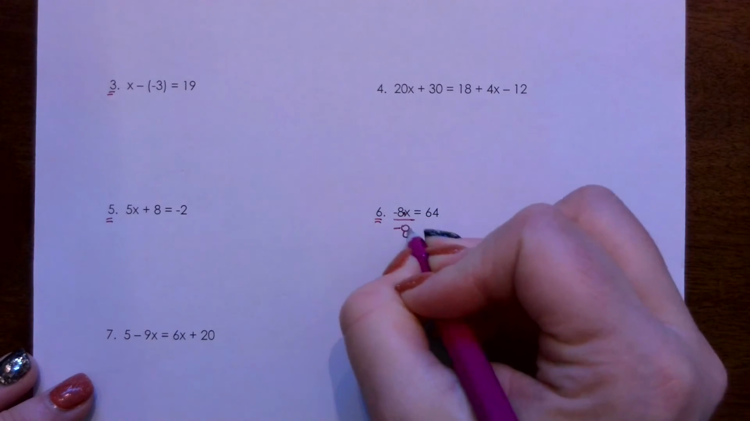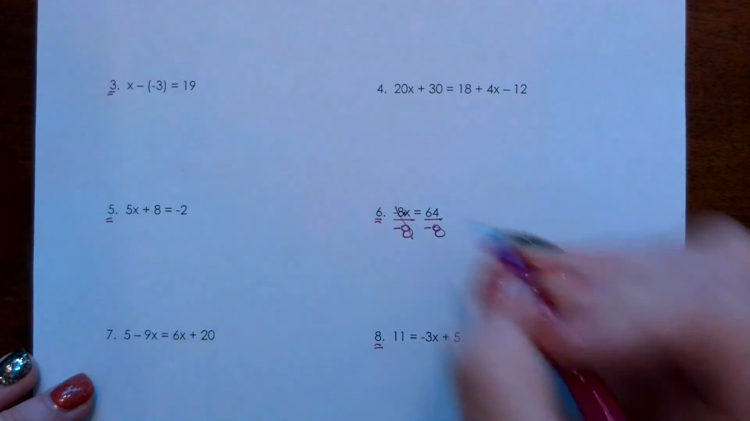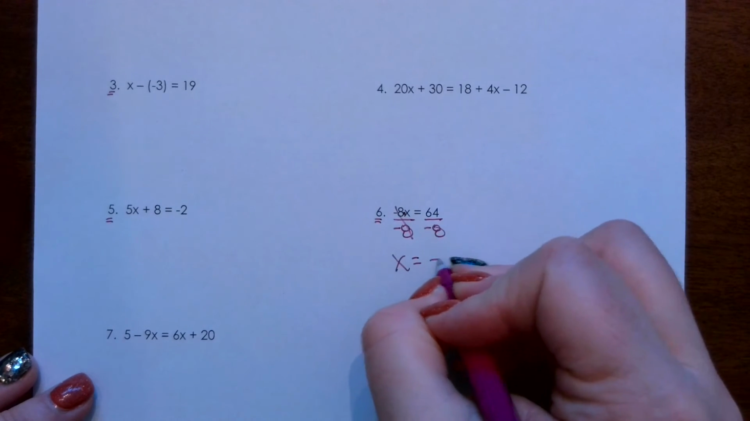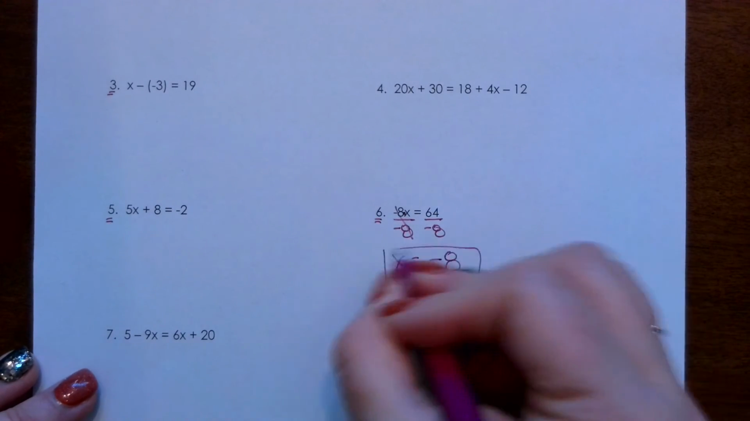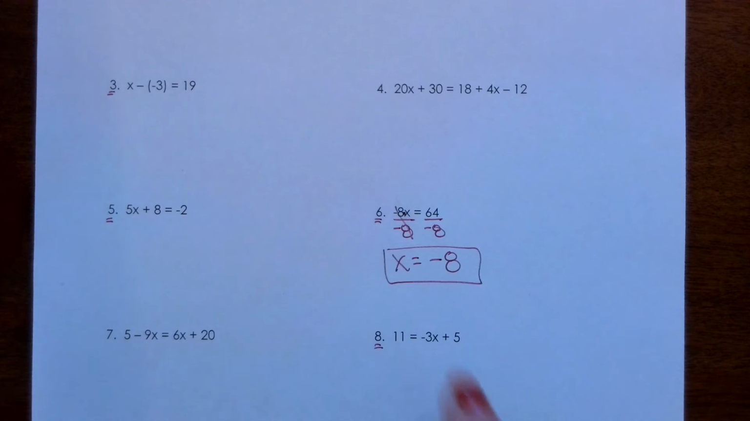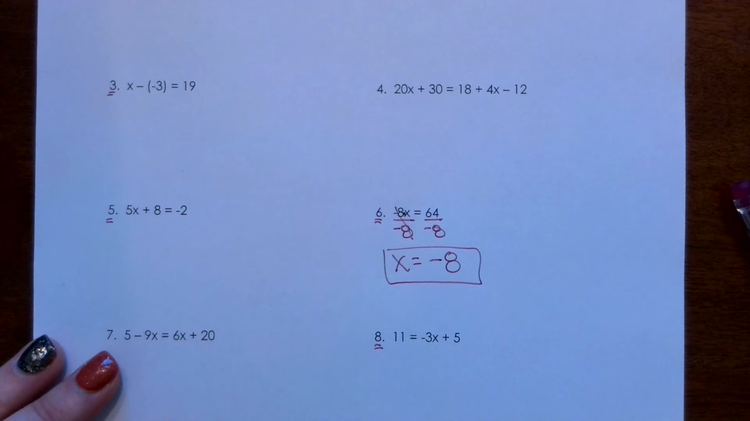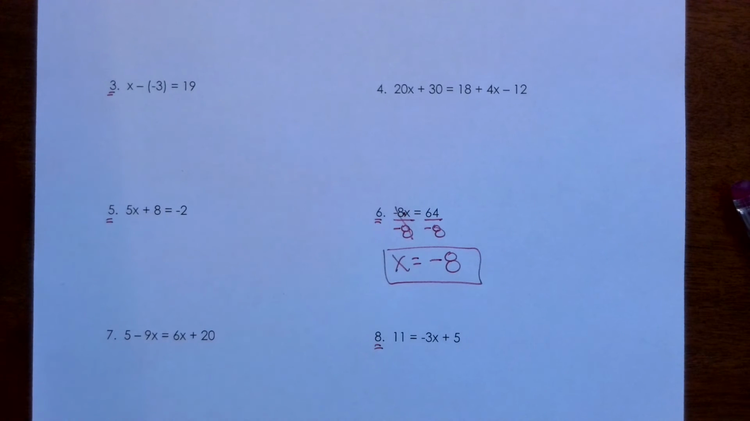So this one is divide by negative 8, divide by negative 8. And x equals 64 divided by negative 8, which is negative 8. So if I'm already at a stage where I just need to divide or multiply, there's no staying and going. But with one step, adding and subtracting, I can. Yes, I can stay and go.